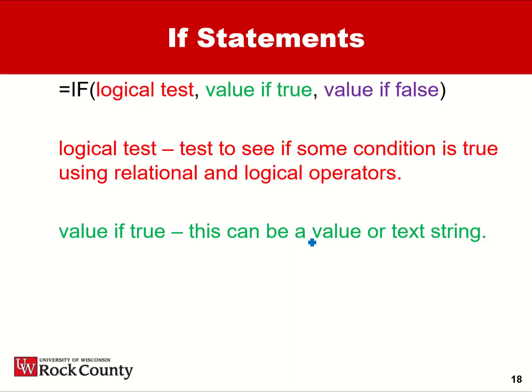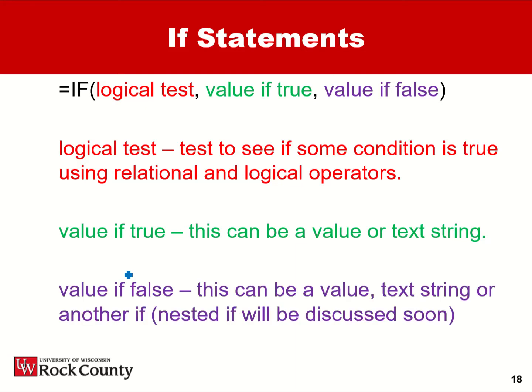And it could be a value of something. It could be a text string, right? It could say, take your umbrella, or it could be a number like 20 or something like that. If it's false, this can be a value again, or a text string, or it could be another if statement. So this is where we get our nested if statements, and we're going to talk about that in just a little bit. Okay, that's for more complex decision making.